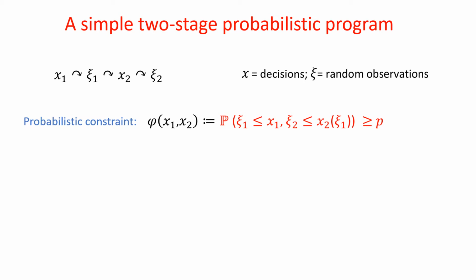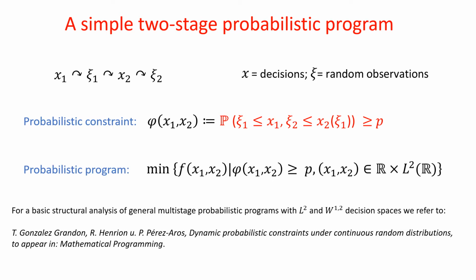Here we shall assume that the second stage decision x2 is a function of past observations of the first random variable xi1. Such probabilistic constraints may occur as part of a probabilistic program where a certain objective function f has to be minimized. In the following, we shall assume that the second stage decision x2 is an L2 function. For a more general setting, we refer to the paper below.